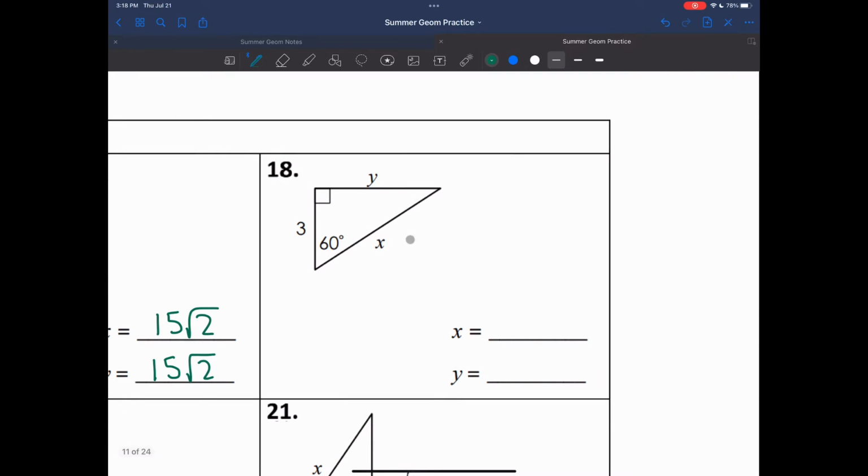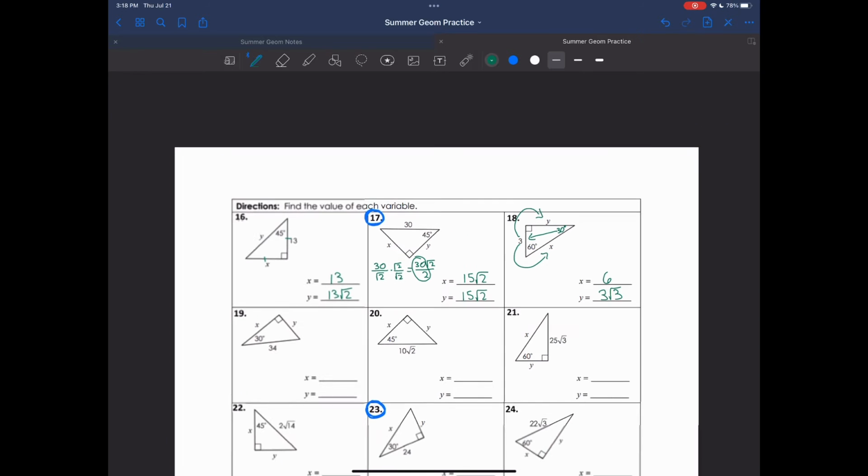Number 18, we got a 30, 60, 90. Here's my 30-degree angle. And this is an easy one because they do give me my short leg. So short leg is 3. So I know short leg to hypotenuse, I can just double it and get 6. And then short leg to long leg, I multiply it by the square root of 3. So y would just be 3 square root 3. That's it.